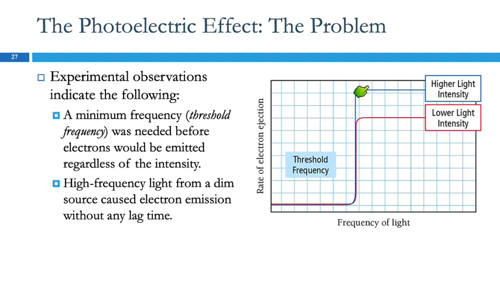Here, the difference that we see between the higher intensity and lower intensity light is the higher intensity light will emit more electrons than the lower intensity light, but they both emit electrons. And if we go to higher frequencies, we don't get any higher level of electron emission. It just stays the same.